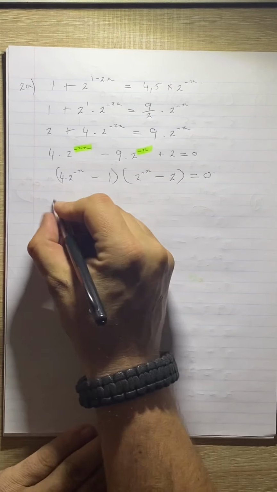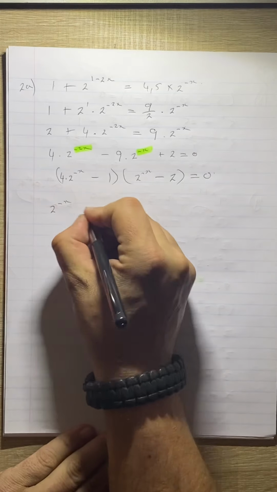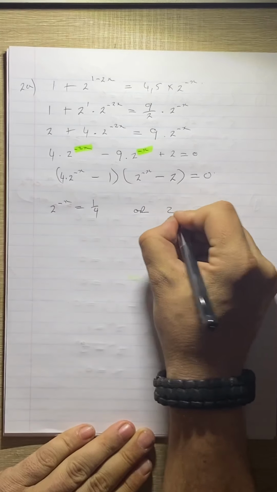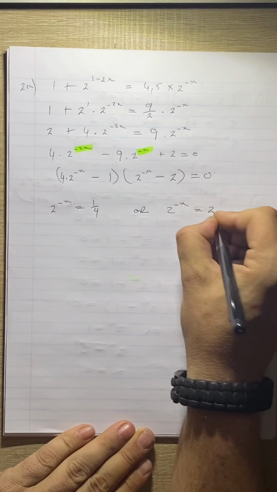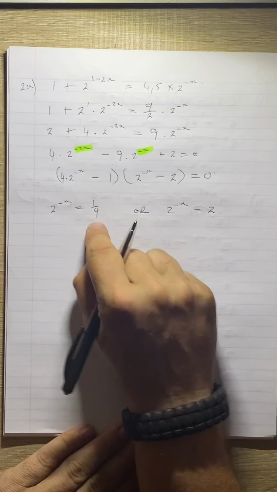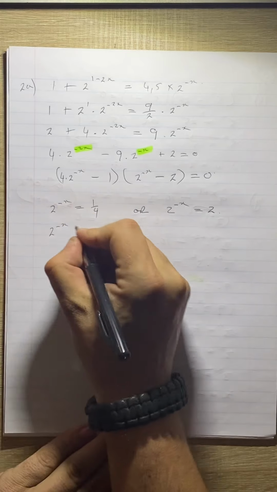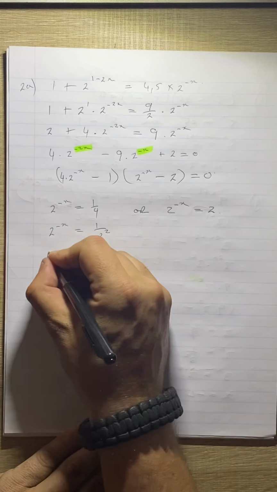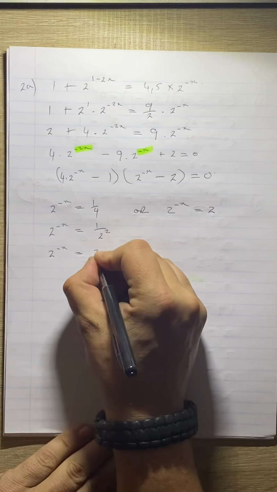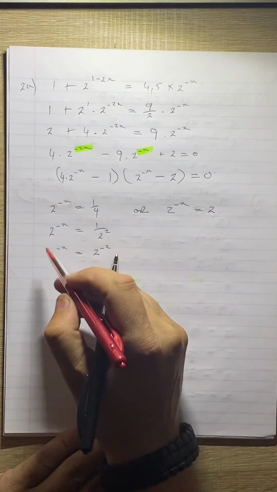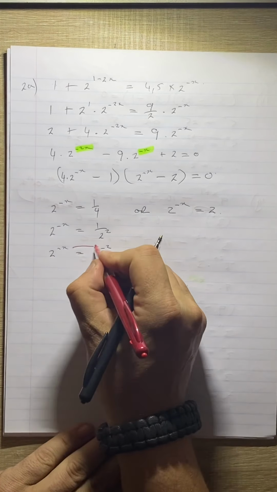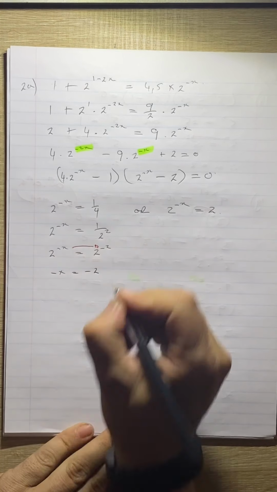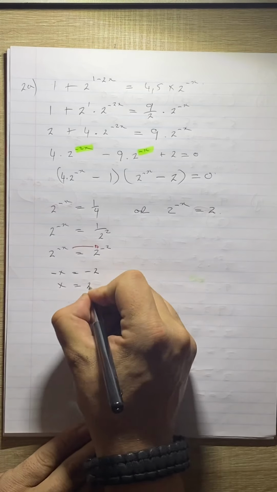So for this one over here, we get 2 to the minus x is equal to 1 over 4, or 2 to the minus x is equal to 2. I'm going to get bases the same here. So 2 to the minus x is equal to 1 over 2 to the 2. Bring it to the top. And we get 2 to the minus x is equal to 2 to the minus 2. Bases are the same. Equate the exponents. So minus x is equal to minus 2. That means that x is equal to 2.